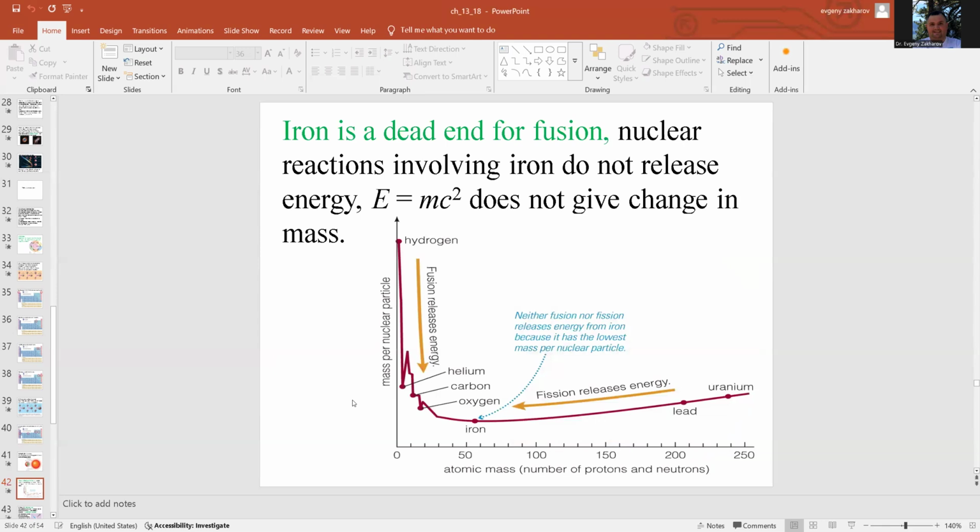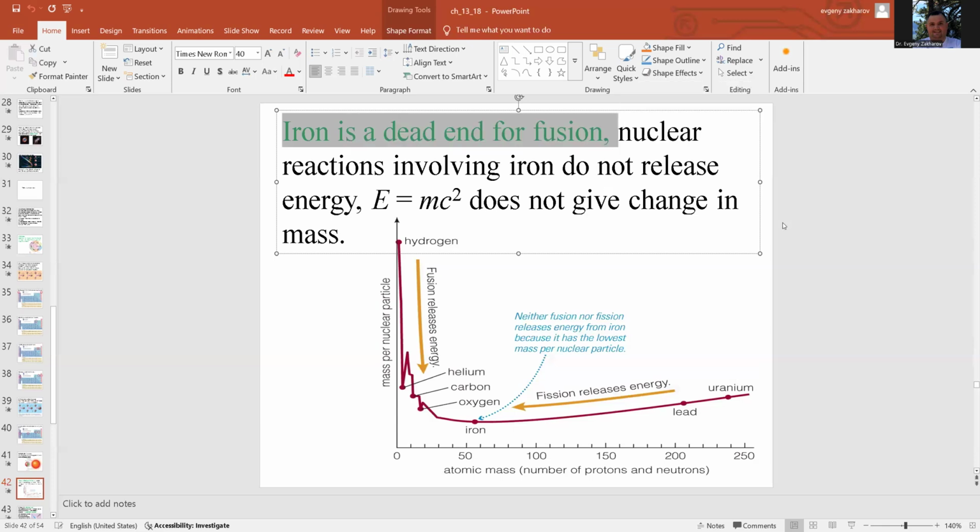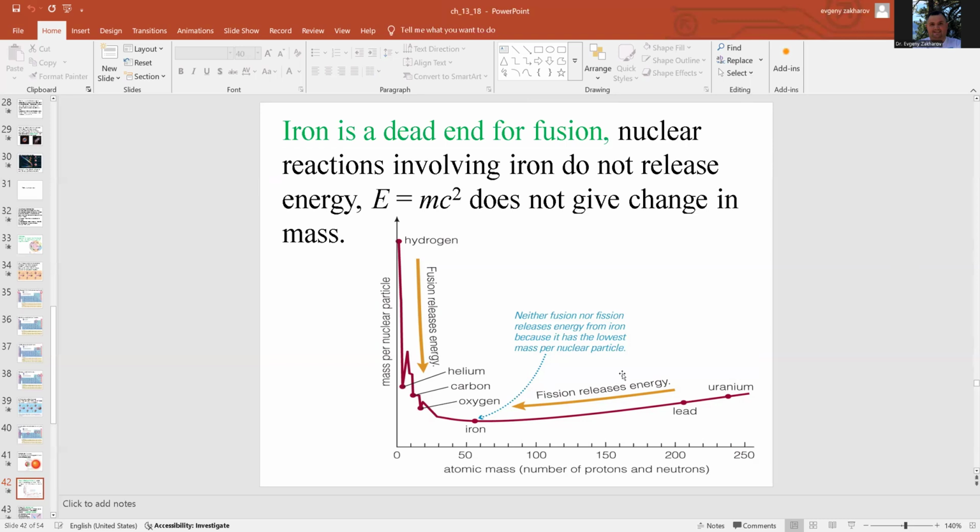And this is the last stage for fusion. Iron is the dead end for fusion because after that, there is no more energy release. It's the energy decrease. It's just the E equals mc squared does not work anymore at this level of fusion. And funny how iron is not the dead end just for fusion, but also for fission. You start with uranium and you split it and you split it and you split it further and further. And once you reach the iron, you also can't get any more energy out of fission reaction. So iron is the dead end for both fusion and fission.